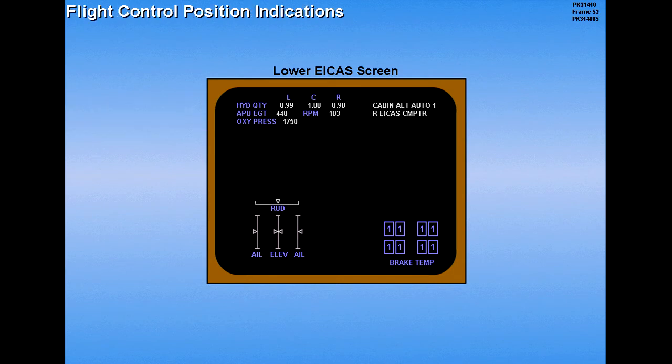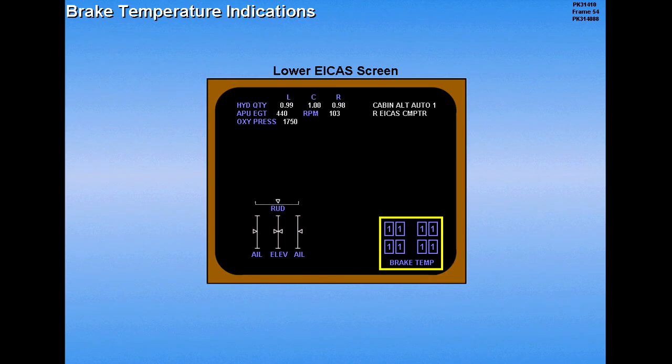The lower left corner displays the flight control positions for the rudder, the ailerons, and the elevators. The brake temperature values for each main gear are displayed on the lower right side.